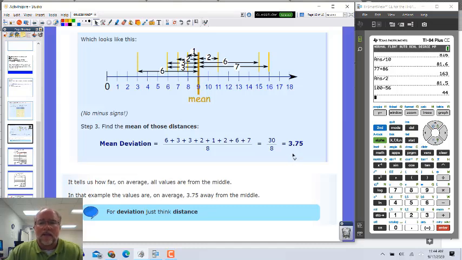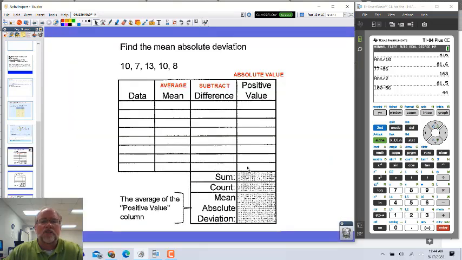Okay, so if our data is kind of tight and it has a small mean deviation, then that's a good data set. If it's a big number, then that means your data is kind of spread out and it's not really that great. So it's a way to tell whether or not your data is good. Now we're going to actually do one. This is like what your assignment will be like. I'm going to give you some data and I want you to find the mean absolute deviation.